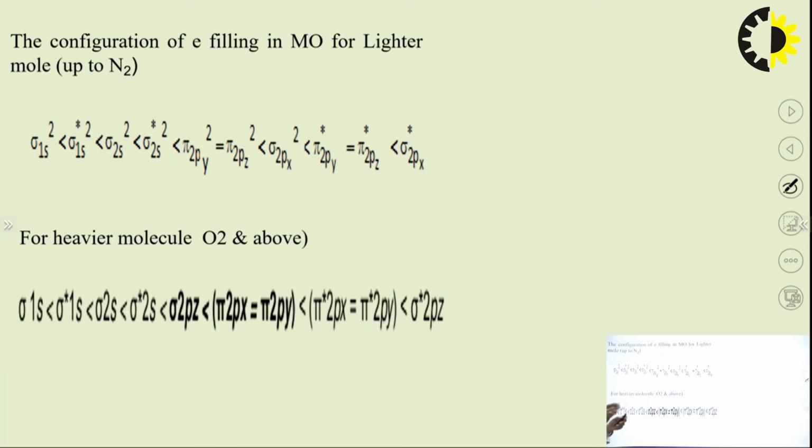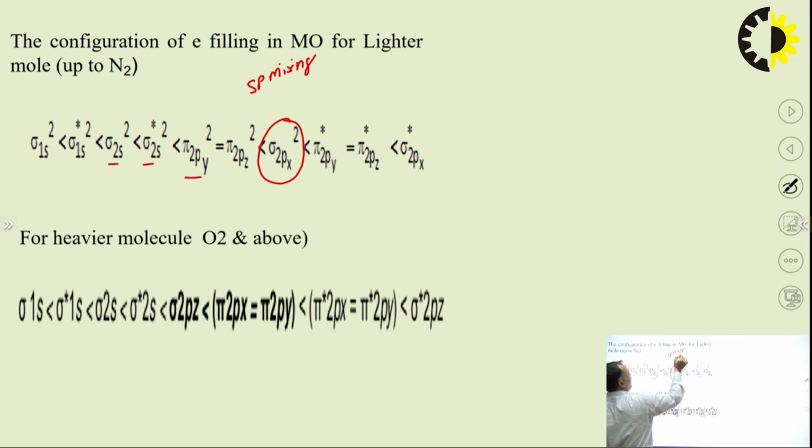So up to nitrogen, the molecular orbital configuration will be sigma 1s2, sigma star 1s2, sigma 2s2, sigma star 2s2, pi 2p y2 equal to pi 2p z2, whatever you can write here. Then the electron will move into sigma 2p x. I have already told why this happens, because of sp mixing.